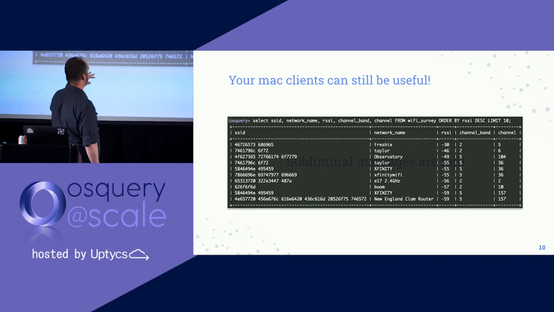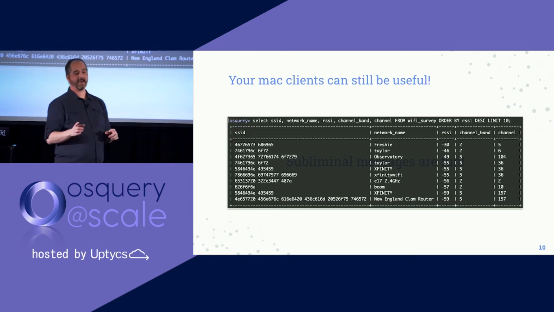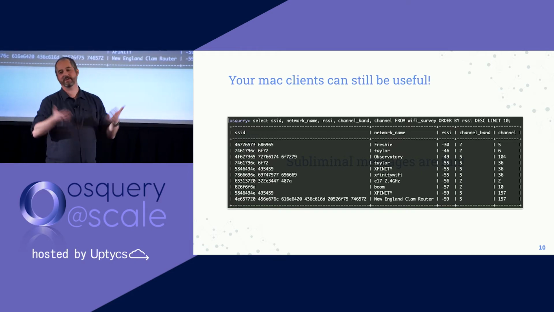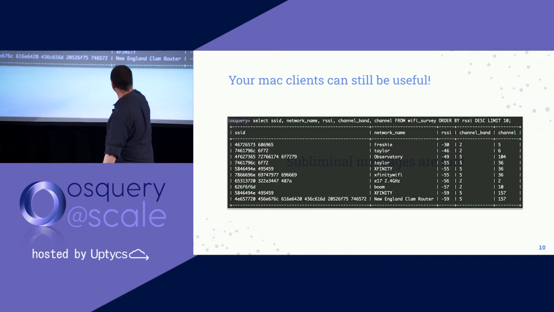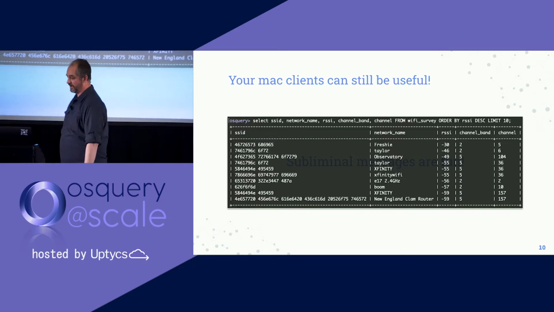First of all, the Wi-Fi survey table doesn't have all of the information that you need. And if you are collecting information from machines that don't happen to be on your network, you're going to be collecting a lot of Wi-Fi information from like coffee shops, or like this is from my house, like the New England clam router. It's not all that super interesting.